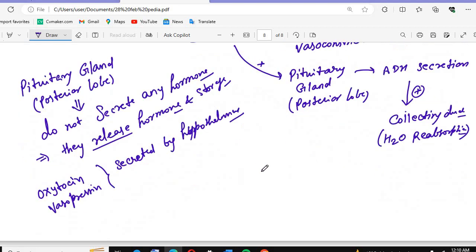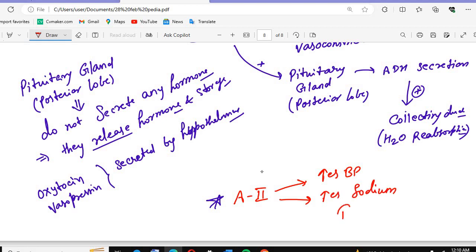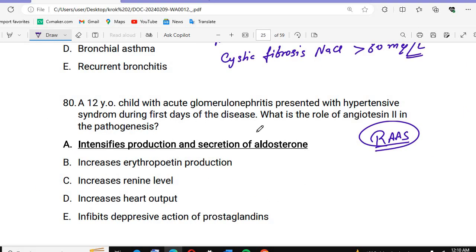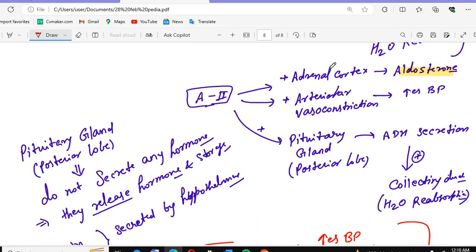If you want to remember directly the other features of what angiotensin does, just remember, if you want to forget other things, they increase the blood pressure, they increase the sodium retention. That is the function of angiotensin 2. Okay, to intensify production and the secretion of aldosterone, yes, we discussed it already. It stimulates the adrenal cortex, that's why it releases the aldosterone.